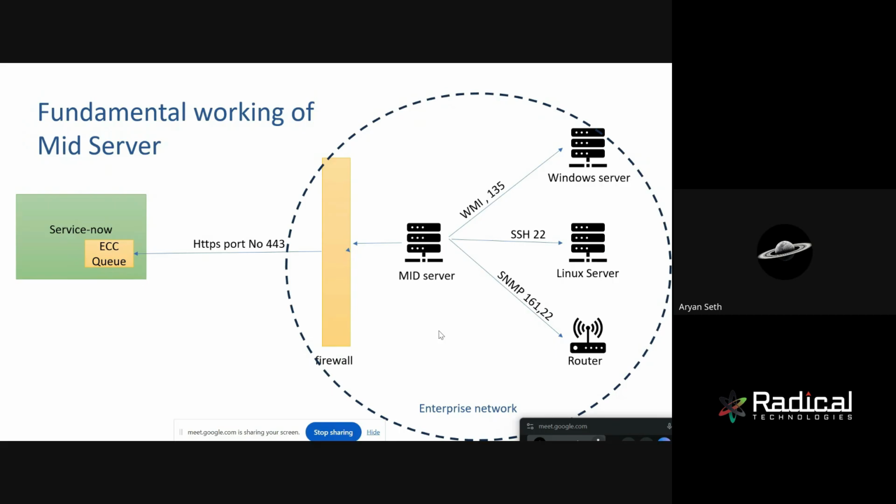Likewise, you can see this dotted circle over here. This is an entire single network area. In that network area, we have a mid server, your Java application installed. Using that mid server, you can discover other servers, but the prerequisite is that they should be connected in the same network. Just keep this idea in your head, we'll discuss it in more detail further.